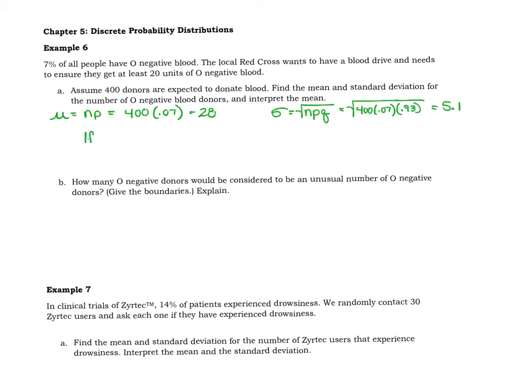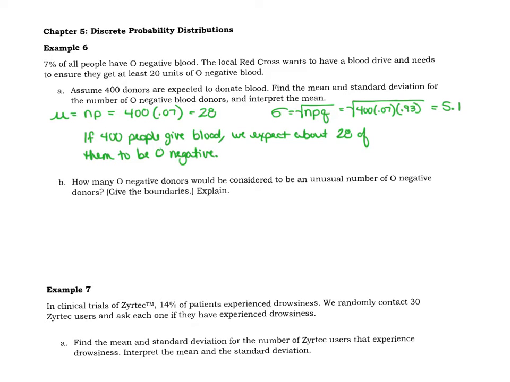So if 400 people give blood, we expect about 28 of them to be O negative. Okay, simple enough. If you don't want to say the word about, that's okay too. You can say 28. That was a right on number, no rounding needed to be done.